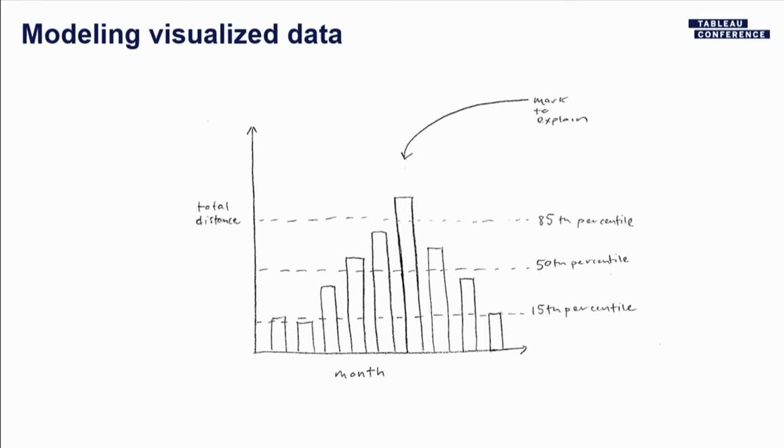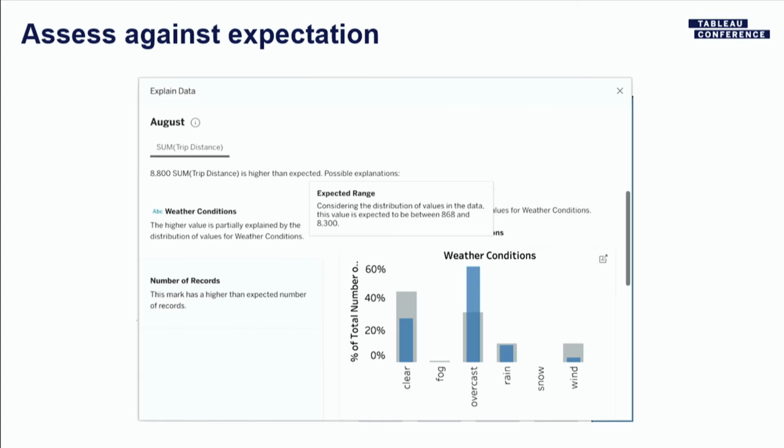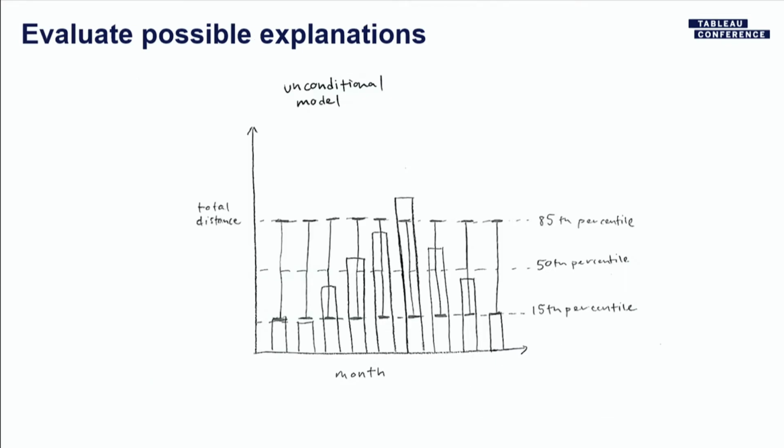So we can look at this by drawing confidence intervals for each mark, and you'll notice that each of these are the same for every mark, and that's because we don't have any additional information in this viz. And so we represent this in the user interface by this line at the top. Under sum of trip distance, we say that the value of this mark is either higher, lower, or as expected. Then if you hover over it, we'll tell you what the expected range is as well. So this is our unconditional model. We don't have any other information other than what's in the viz right now.